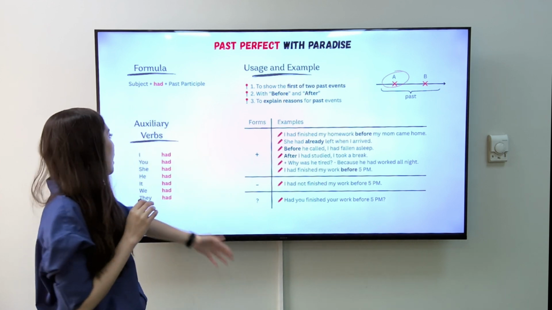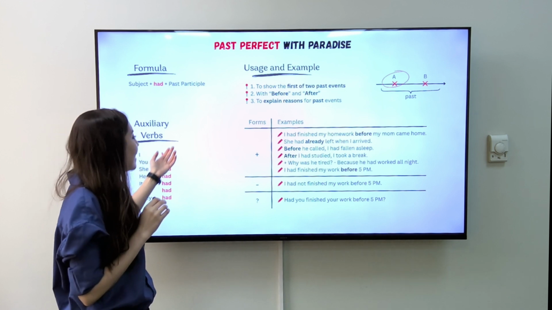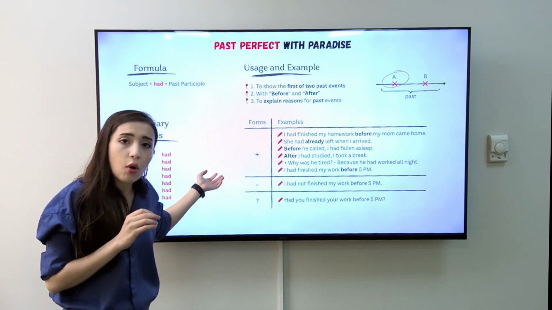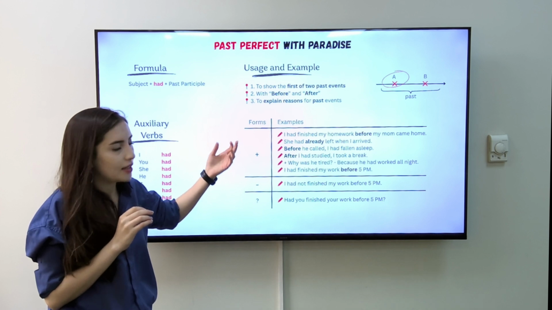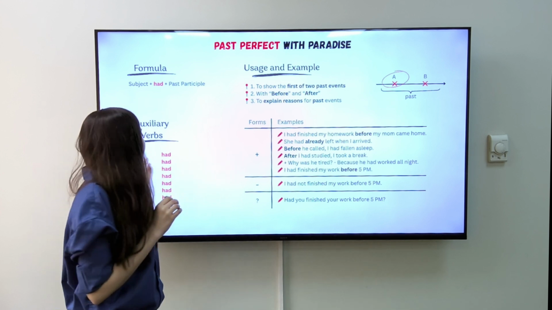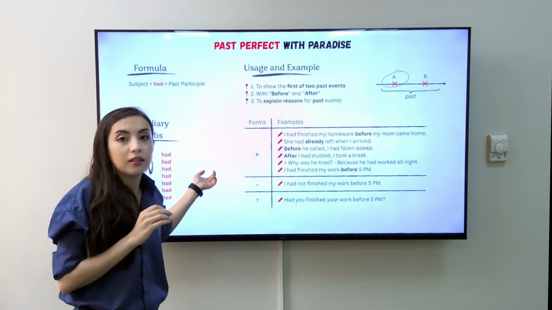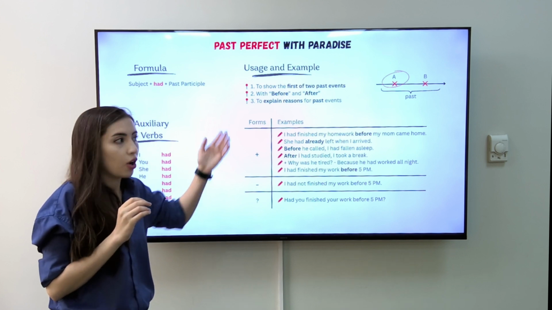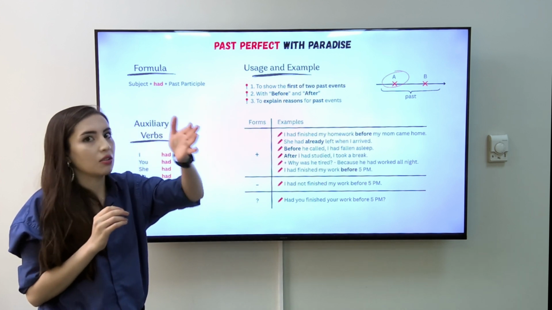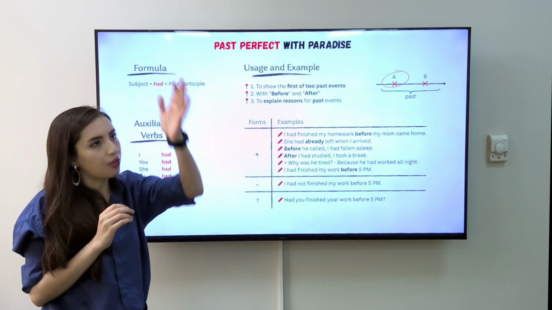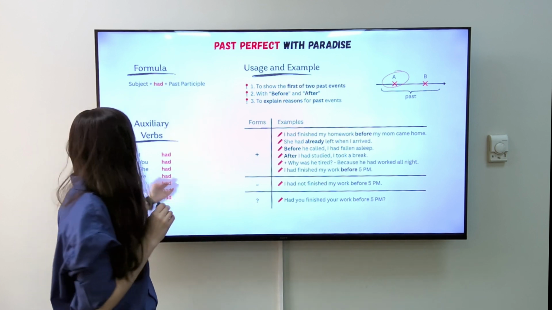So for example, I want to say I had cooked. You see, cook is a good boy, so I add ed. So for example, I had gone. Go was a bad boy. Go, went, gone. So the past participle, the third column, is gone.